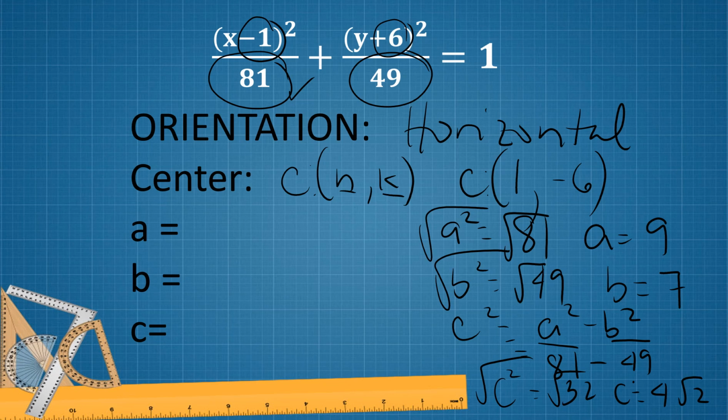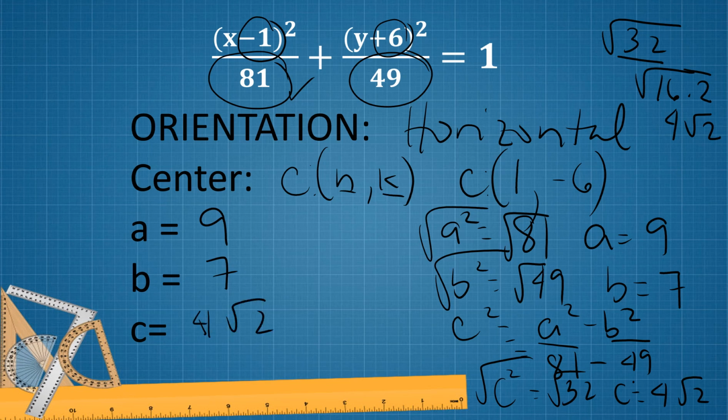Bakit naging 4 square root of 2? Let's recap your lesson in grade 9. In order for us to simplify square root of 32, you're going to think of a perfect square that is divisible with 32. And that is 16. So we have 16 times 2. Square root of 16 is 4. So therefore, we have 4 square root of 2. That's the reason why c is equal to 4 square root of 2. Let's rewrite. A equals 9, b equals 7, and c equals 4 square root of 2.